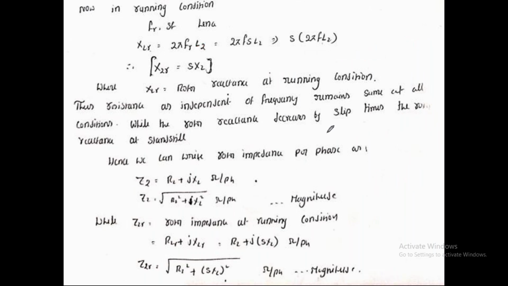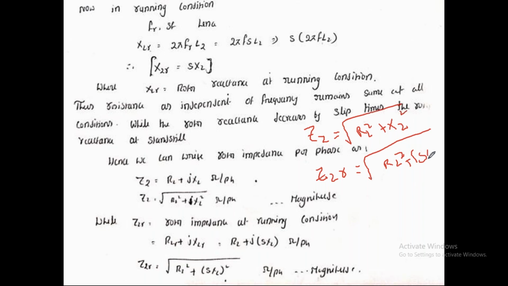Now if you want to represent the impedance value, Z2 is equal to square root of R2 square plus X2 square. This is the starting condition. If you want to find the running condition, Z2R is equal to square root of R2 square plus S into X2 square. So here S is introduced. This is the starting condition, and this is the running condition.